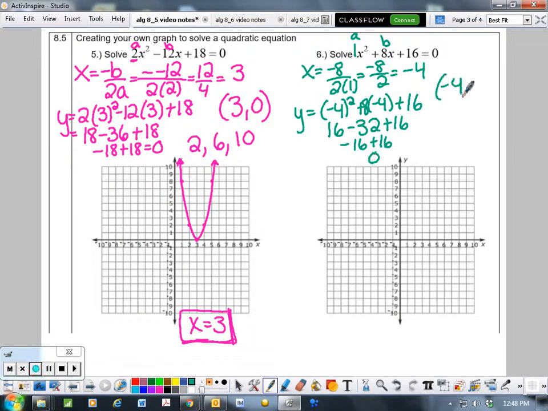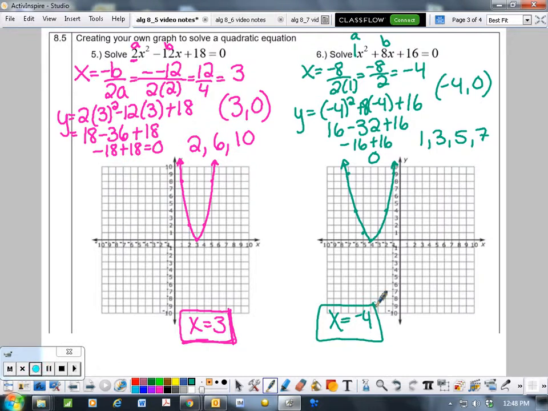So we're graphing at negative 4, 0. And then our pattern of change is 1, 3, 5, 7. Why? Because our a number is 1, and 1 times 1 is 1, 3 times 1, and so on and so forth. So up 1 over 1, up 3 over 1, and then 5. And there's our graph. And then once we have it graphed, we want to know what is our actual answer. Where does it touch the x-axis? And that's at negative 4.